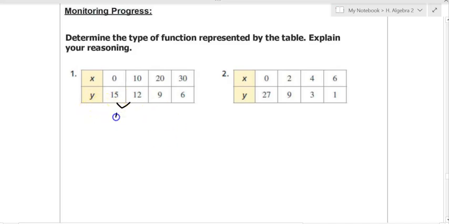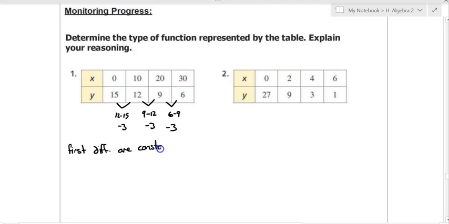So I can do 12 minus 15. That's negative 3. 9 minus 12, that's negative 3. And once they start to look the same, don't quit. Make sure it works out through the whole thing. So the first differences are constant.